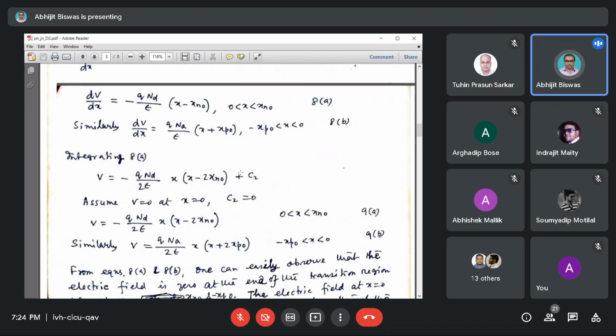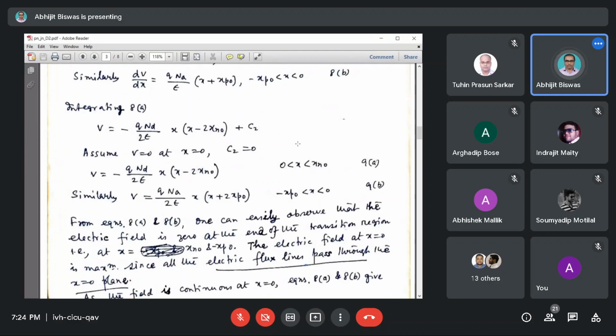That is at the metallurgical junction. x equal to 0 represents the metallurgical junction. And it drops down linearly to 0 when it reaches the edge of the depletion region, either x equal to xn0 or x equal to minus xp0. So I think it is clear. The variation of electric field is linear in nature and it varies linearly with x.